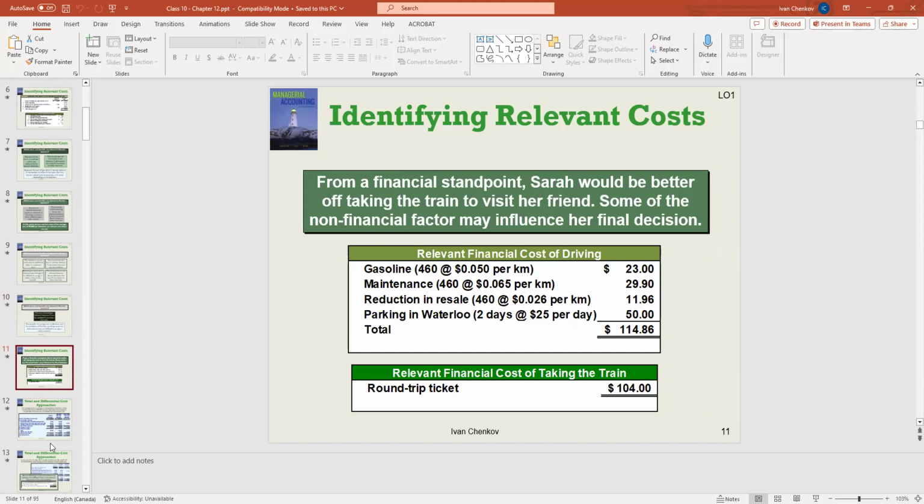So it's going to cost her $114.86 to go with the car and $104 to go with the train. So based on the cost, obviously, go with the train. But the question is, if it's you and you have to choose between those two options, which option are you going to choose? Train or a car?